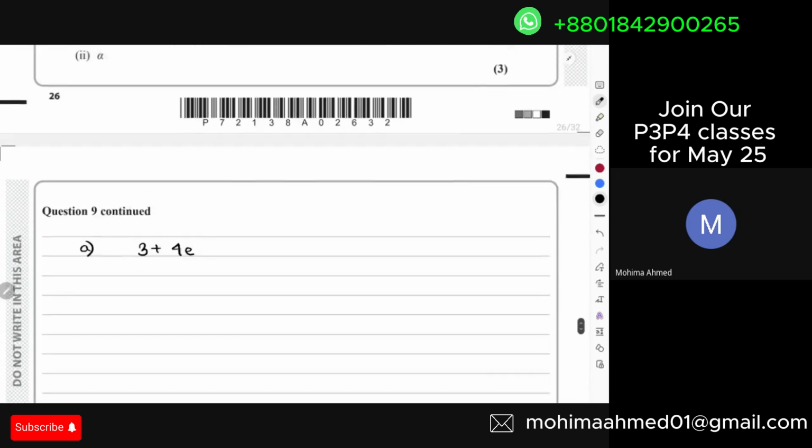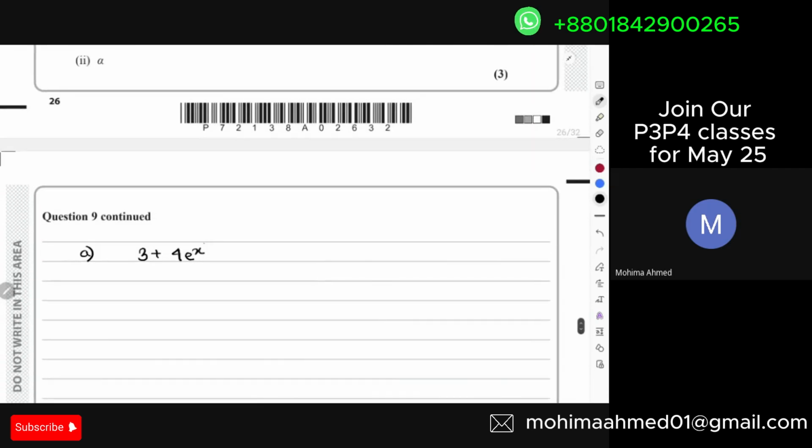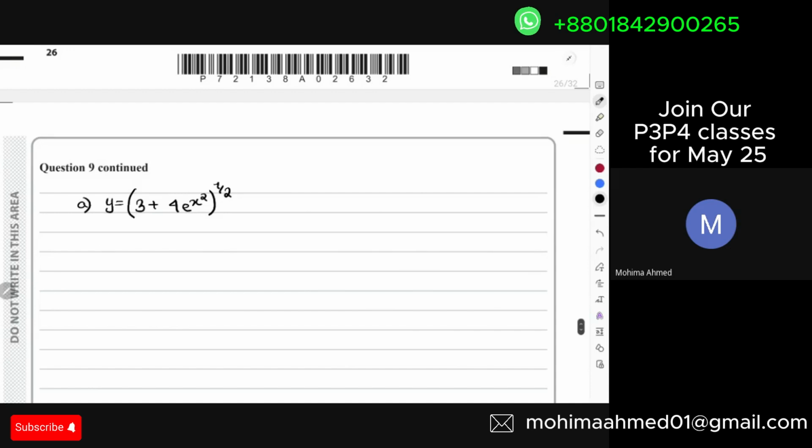4e power x square, and then everything under the square root. Square root means that over here everything is under the power of half, right? This is equal to y. That means I have to do chain rule over here. dy by dx is going to be half, 3 plus 4e power x square, with negative half this time. Half minus 1 is negative half, and inside the brackets, if you differentiate, 3 will vanish.